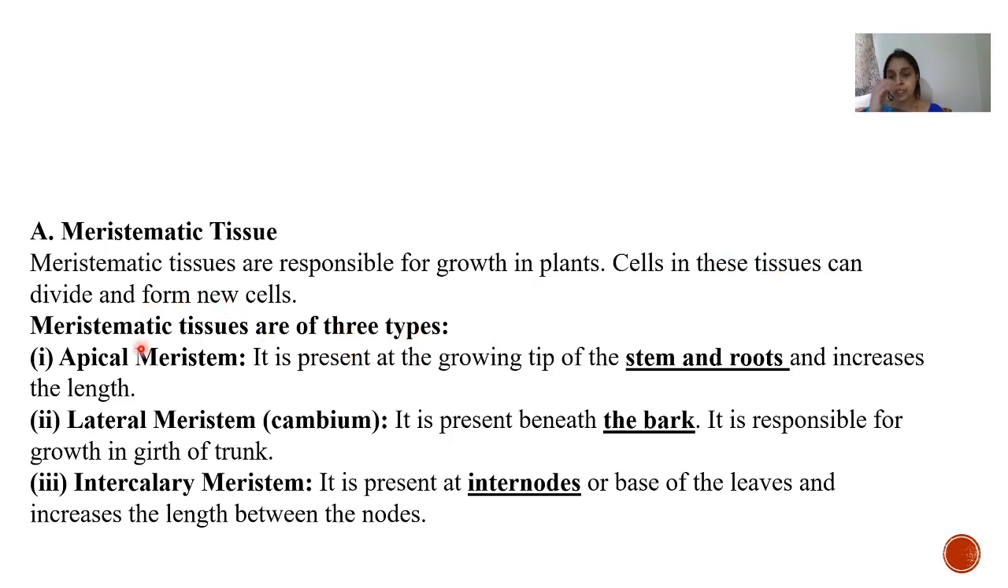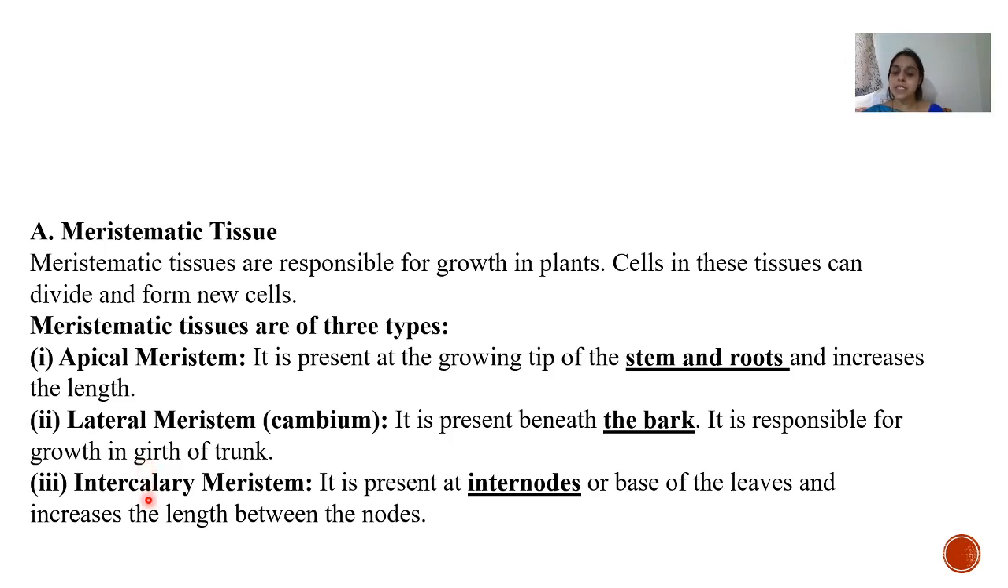First is apical meristem. It is present at the growing tip of stem and roots. What's the function? It is to increase in length. Coming to lateral meristem, it is also known as cambium. The cambium region is present beneath the bark. It is responsible for the growth of the trunk.